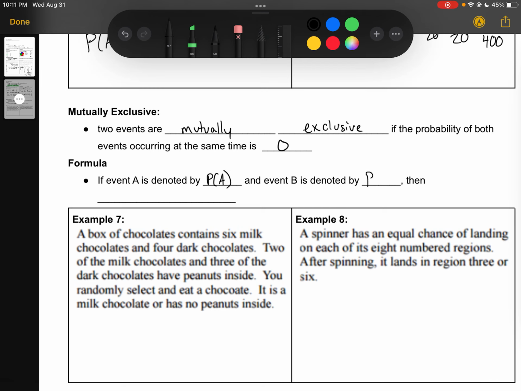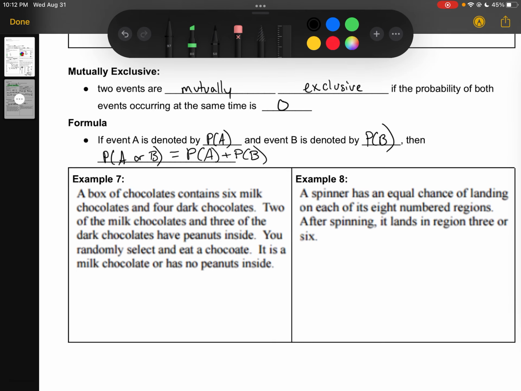So again, if we denote probability of A and probability of B, our formula for mutually exclusive probabilities is we can do the probability of A or B happening, so not and, but A or, so either one, probability of A plus the probability of B. So let's talk about some of these examples. Let's start off with number 8.